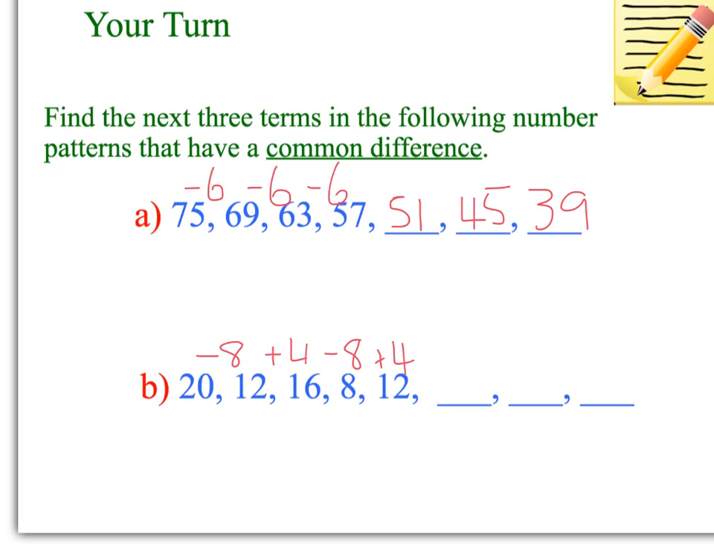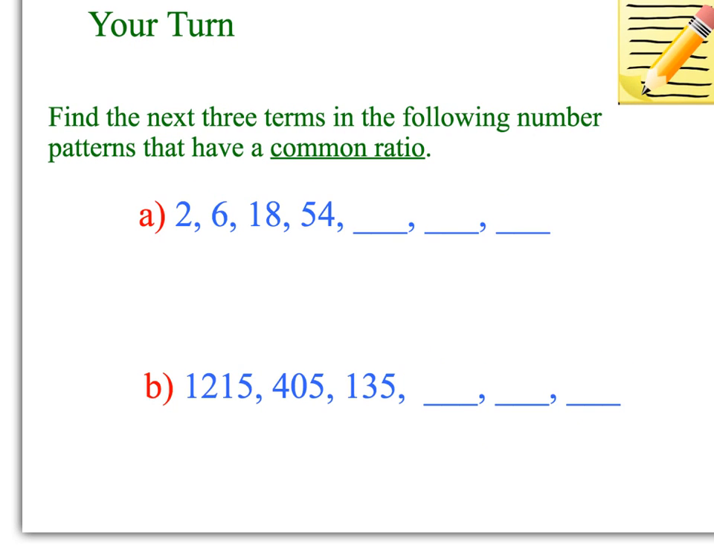So this next one we have to take away 8, which is 4, and we have to add 4, and then we have to take away 8, which is 0. Alright, hopefully you did really well with that one.